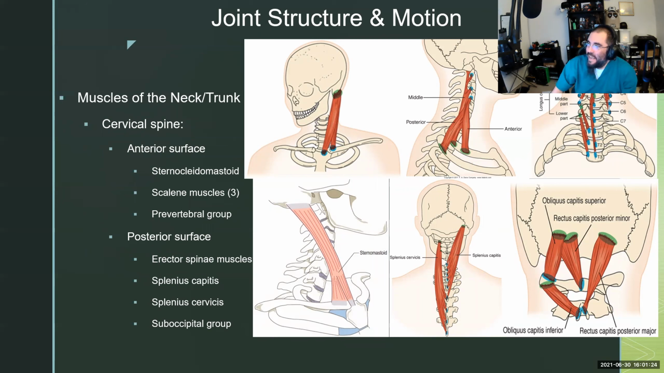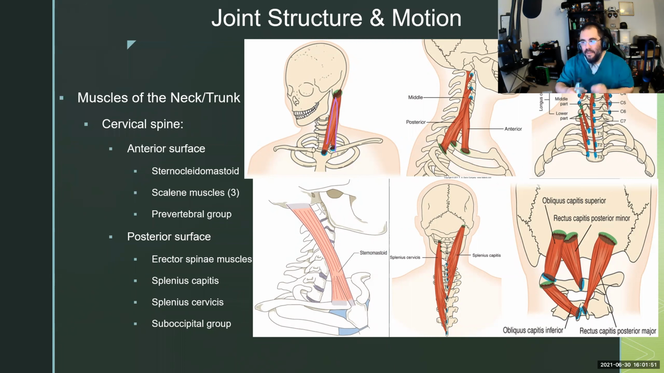So, muscles of the neck, specifically of the cervical spine to start with here. On the anterior surface, so up here, we have our sternocleidomastoid, which is our big daddy, right? There's our big daddy muscle. What does the sternocleidomastoid do again? Cervical flexion and lateral rotation.